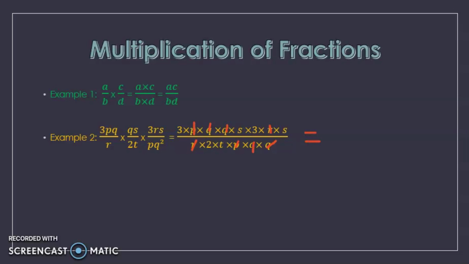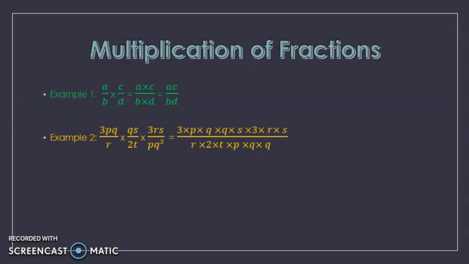3 multiplied by 3 is 9. Multiply the number first. s multiplied by s. And since s is multiplying twice, we just square that, s to the second power, over 2 multiplied by t, 2t. And that's basically how you multiply algebraic fractions. First expand, then cancel out, and then multiply as per normal to get your answer.